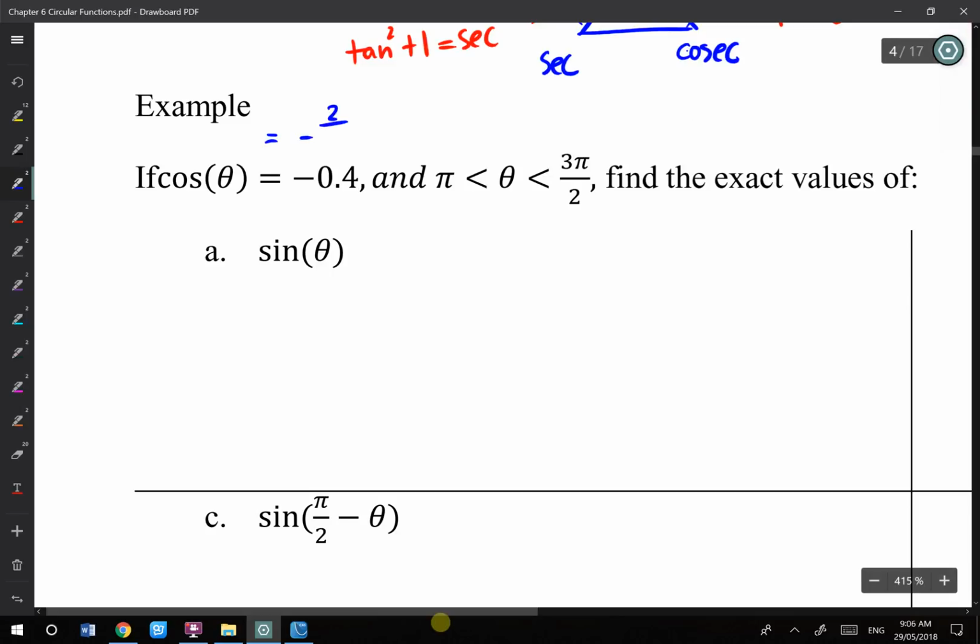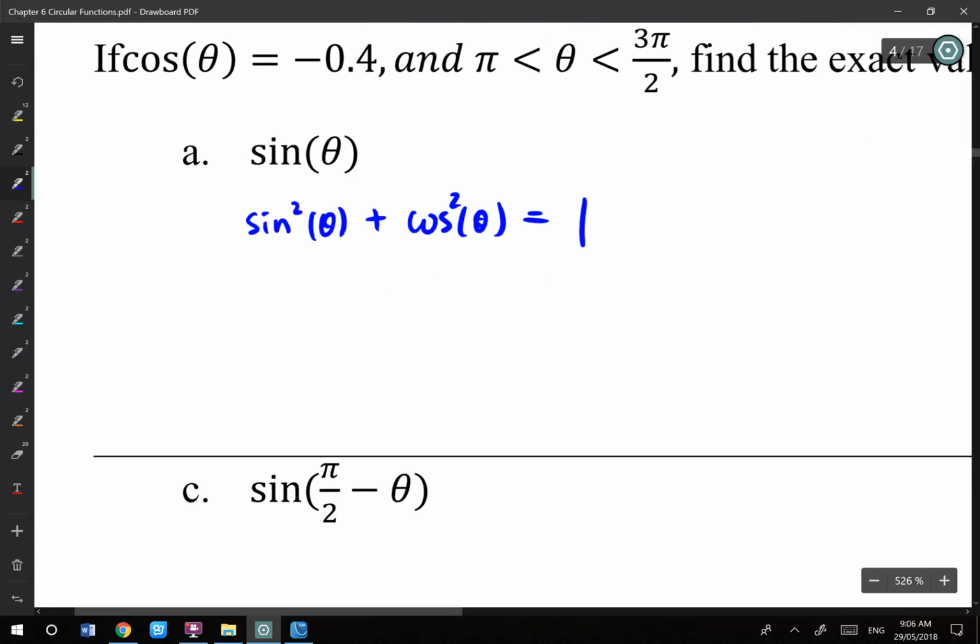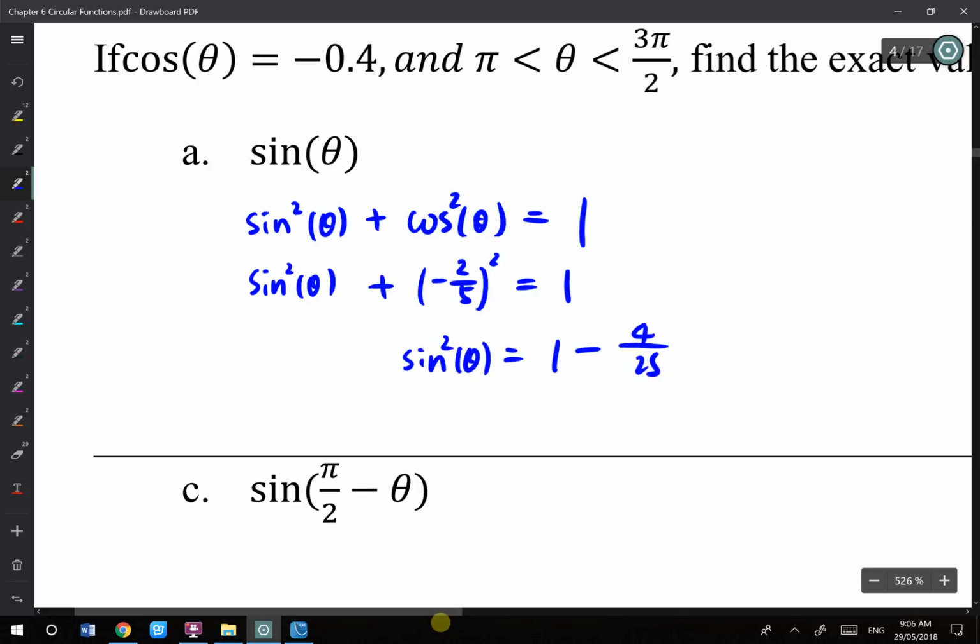So that's negative 2 on 5. I like fractions. So I know cosine, and I want sine. This is the time we use the Pythagorean identity. So sine squared plus cos squared will give you what? That's what you know already. But what I want to talk about is how to write correct working. So sine squared theta plus cos squared, which is minus 2 on 5 squared, equals 1. And sine squared theta is 1 minus 4 on 25. That's 21 on 25.